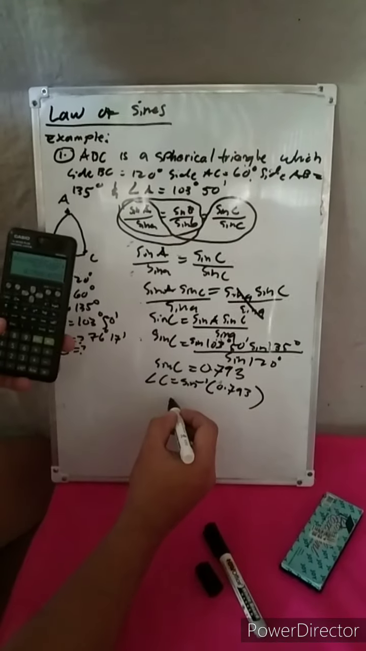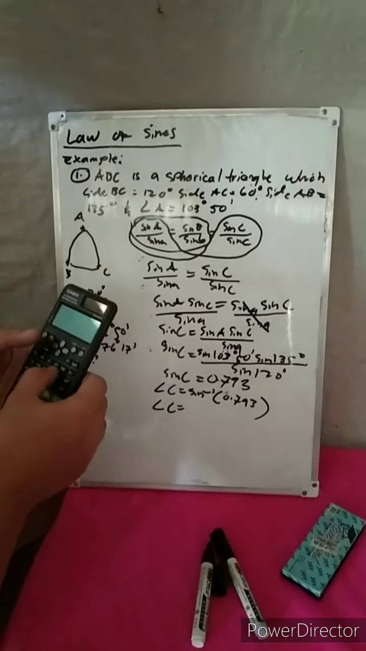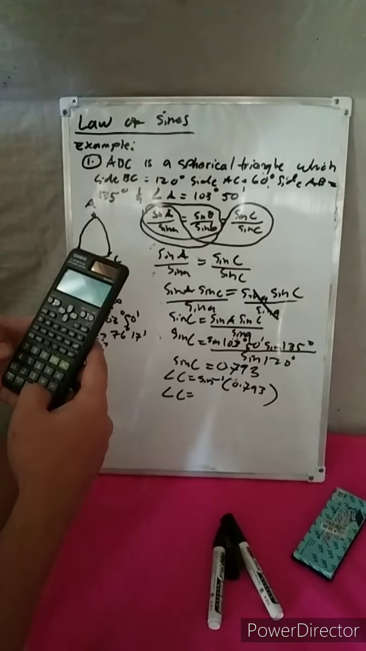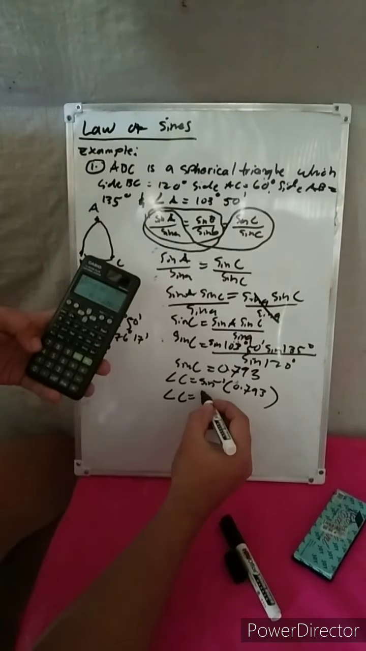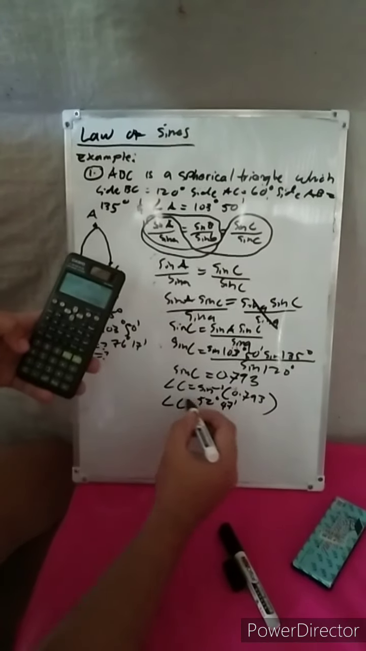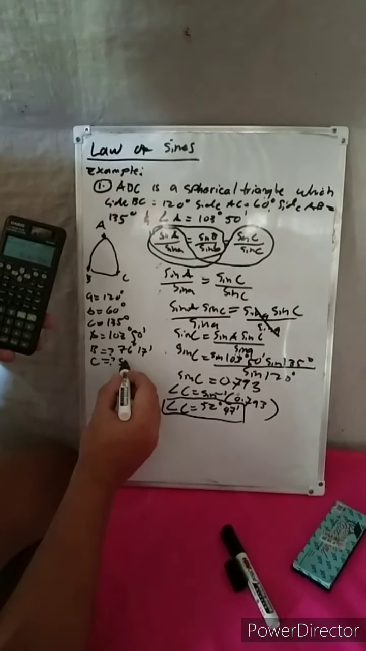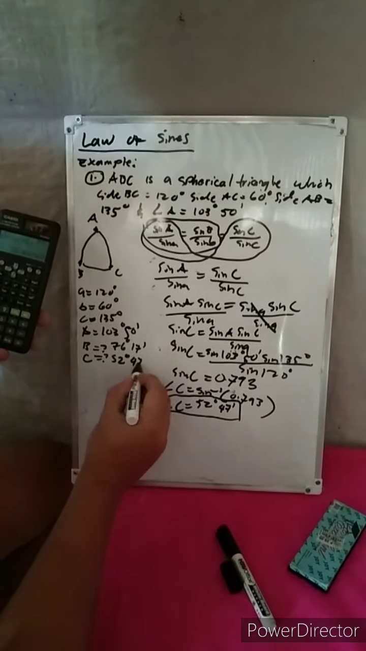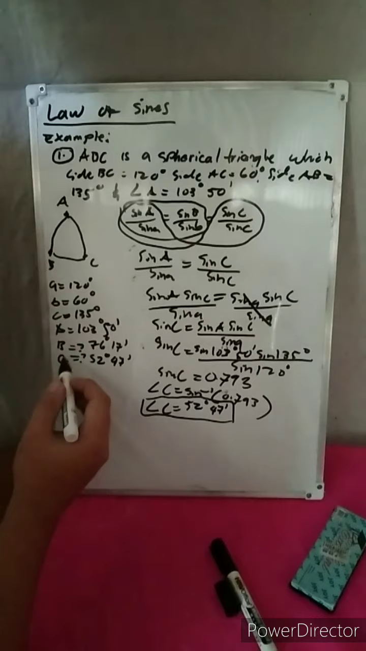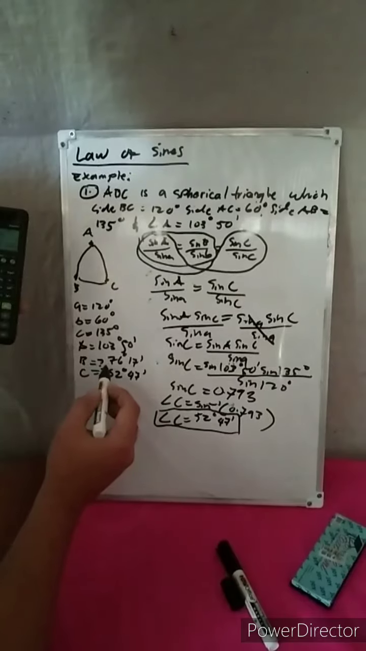0.793 equals arc sin 0.793. So may angle ang 52 degree and 47 minutes. So it means mas gamay ang angle C kontra sa angle B. Kay 52 degree lang ang naa sa angle C na to. Kag ang angle B na to 76. So mas dako-dako ang angle B kaysa angle C.